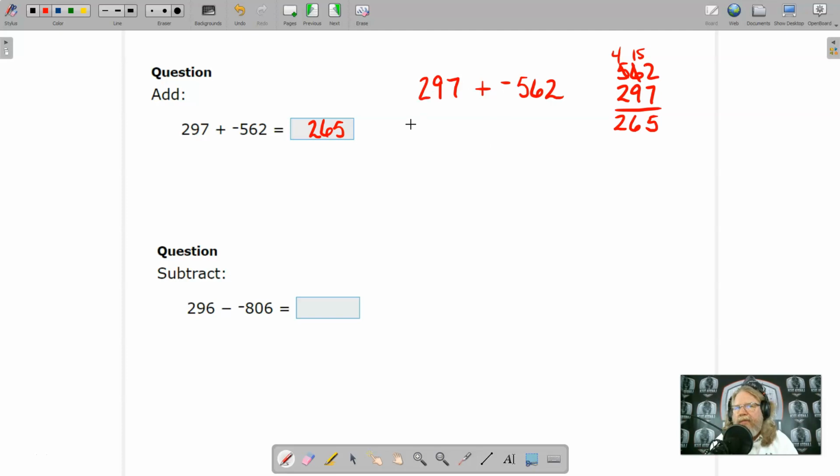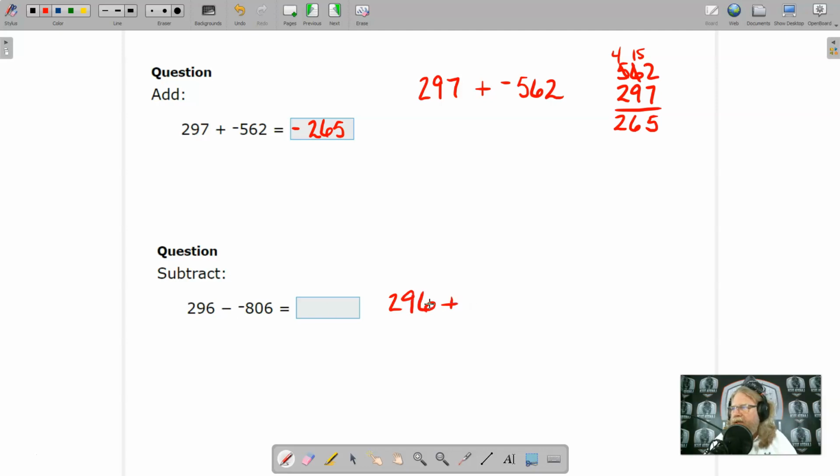Which number has the greater absolute value? Negative 562 has the greater absolute value, or again, the bigger number. The bigger number is negative, so my answer is going to be negative. 265, 296, dyslexia strikes again.